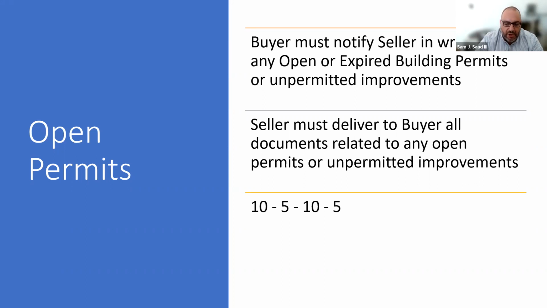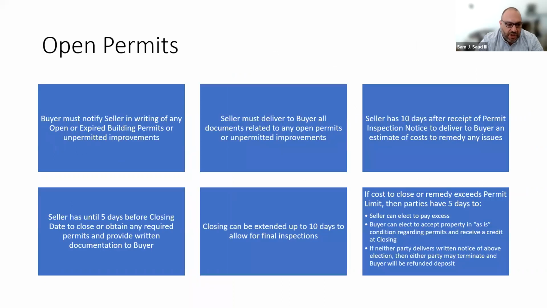If they cannot be closed, then you could have up to 10 days for an extension of closing to allow for final inspections. And if the cost to close or the remedy exceeds the permit limit, then the parties have 5 days where the seller can either pay the excess, or the buyer can accept the property as is with the conditions as they are. If neither party delivers the proper notice, then either party can terminate. Again, talking about open permits, we can extend the closing, the seller can pay the excess, or the buyer can take as is.